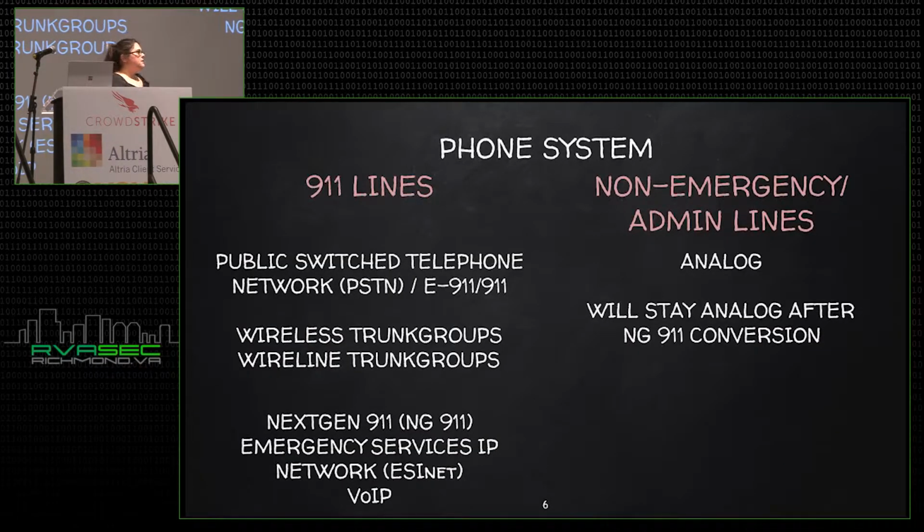The phone system is a little complicated. Well, not really, but there's 911 lines, which are priority lines, and then there's non-emergency admin lines. The 911 lines are on a public switched telephone network. That's E911 and regular 911. If you're not familiar with the difference, enhanced 911 is with the location. Regular 911 is just dial up, and there's no ANI/ALI or anything.